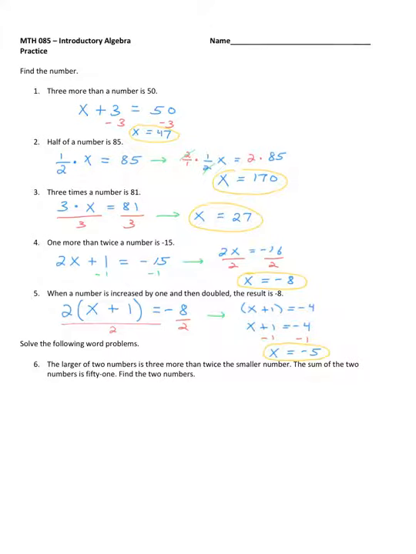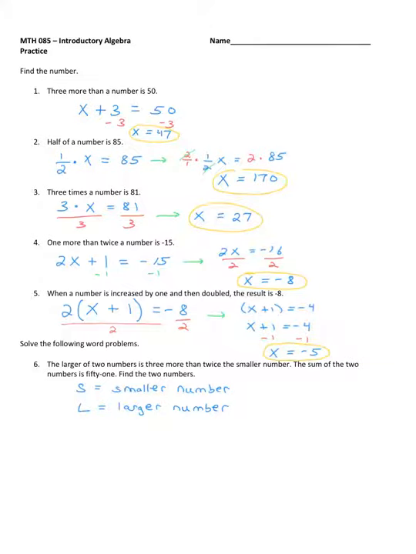So this problem's a little bit harder because, first of all, we have two different variables. We have a larger number and a smaller number. So what I'm going to do is define my variables. I think I'll let s represent my smaller number, and L will be the larger number. I'm going to try to take the first two sentences and use these variables to create equations.